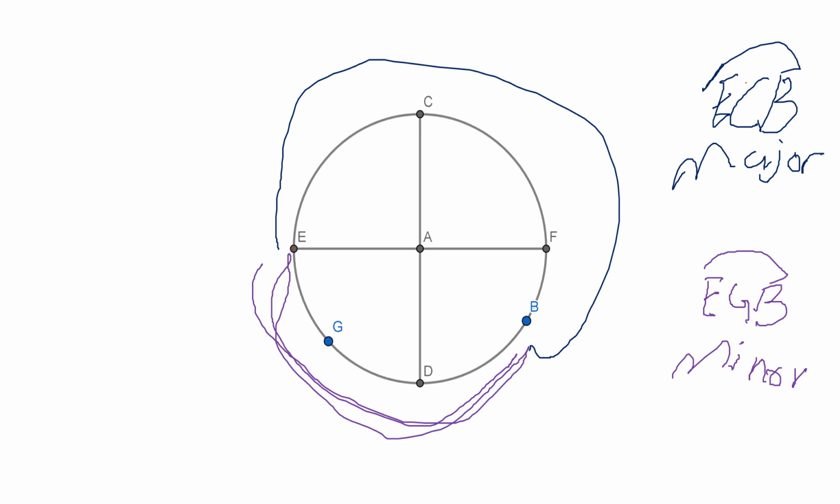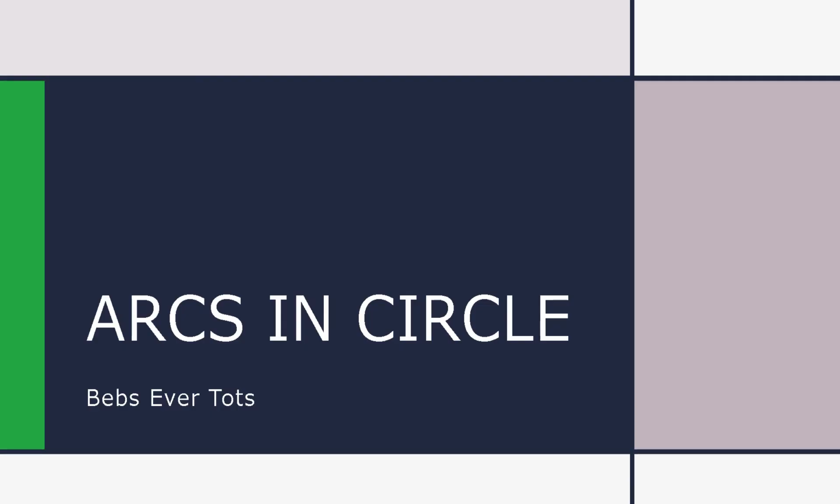So there's a major and a minor arc, but you need to understand first what a semicircle and a quadrant are, and that an arc is a segment in a circle. I hope you learned something about arcs, such as the definition of an arc, what a semicircle and a quadrant are, and the difference between a minor arc and a major arc.